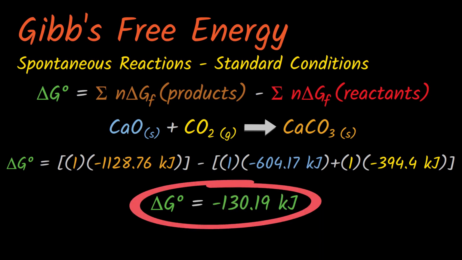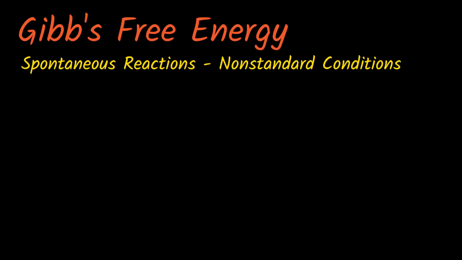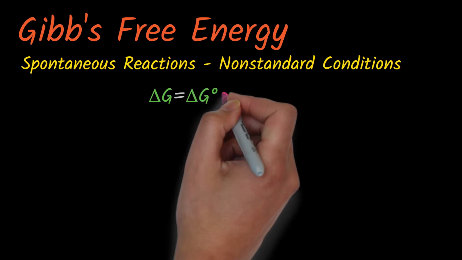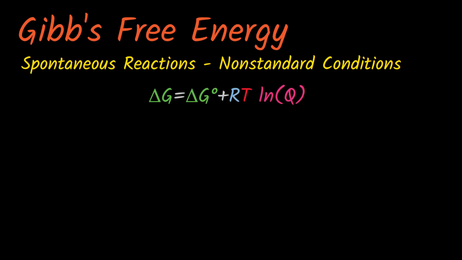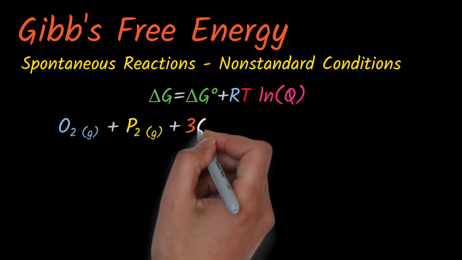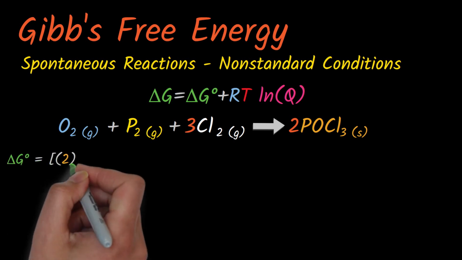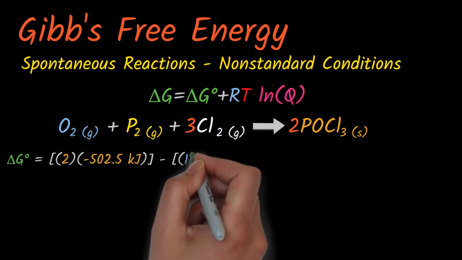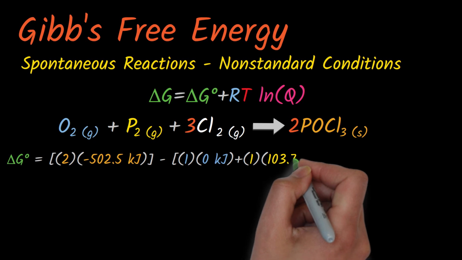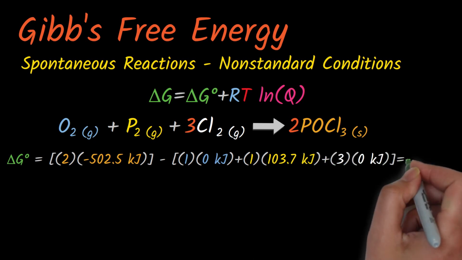For Gibbs free energy in non-standard conditions, we'll be using this equation to calculate free energy. The non-standard conditions free energy value is equal to the standard free energy plus the gas constant times the temperature times the natural log of the reaction quotient Q. Consider this reaction. We can calculate the standard free energy needed for our equation using the table of values. We subtract the reactants from the products and we get negative 1,109 kilojoules.